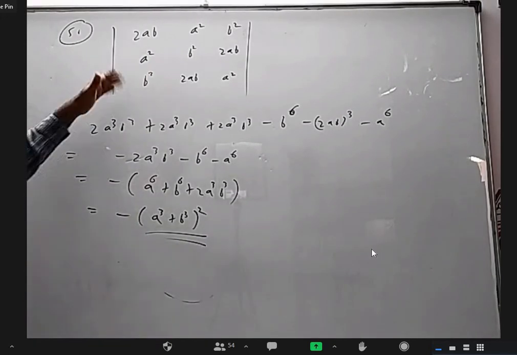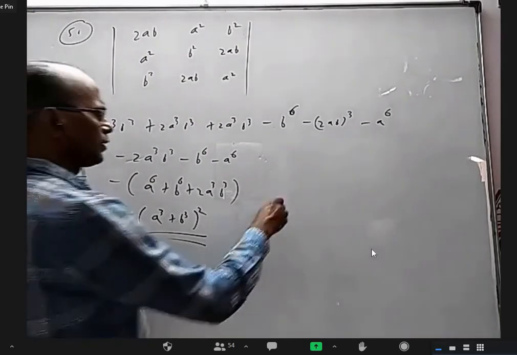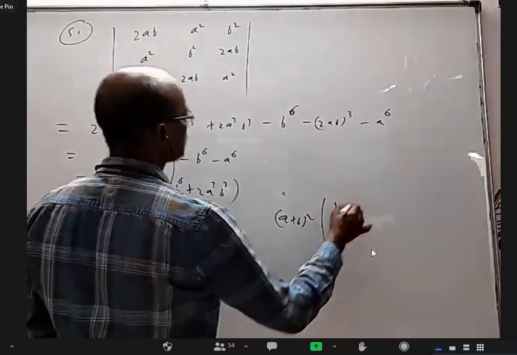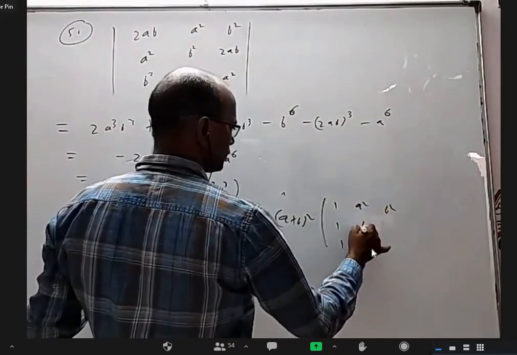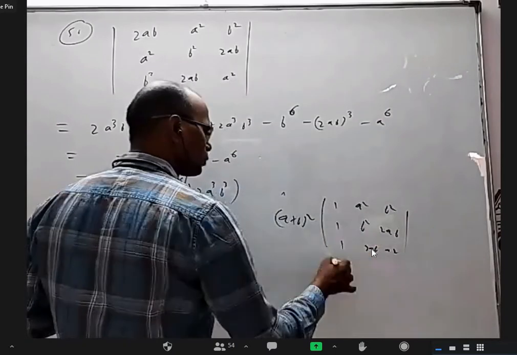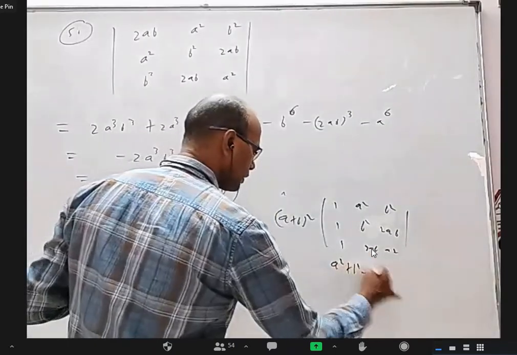See, I can add all the columns and take common. Then I'll get (a plus b) whole square common. I'll be getting 1, 1, 1; a square, b square, 2ab; 2ab and a square. And I need to prove it as a square plus b square minus ab whole square.